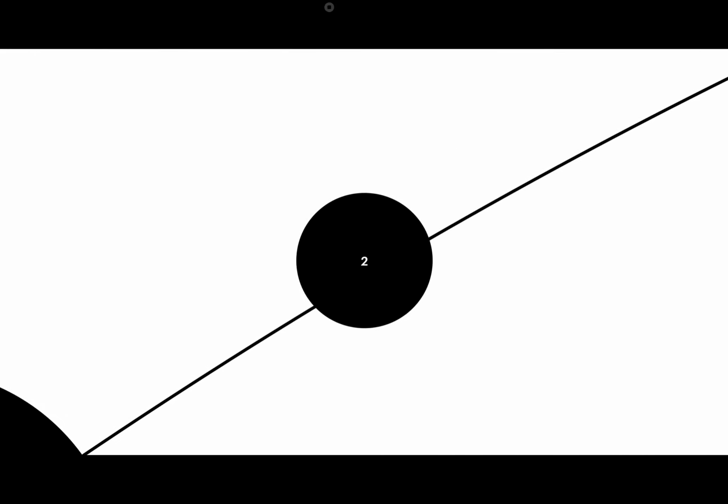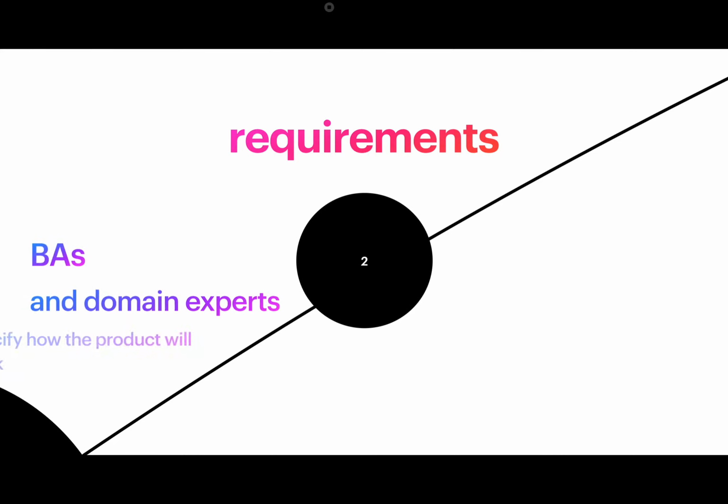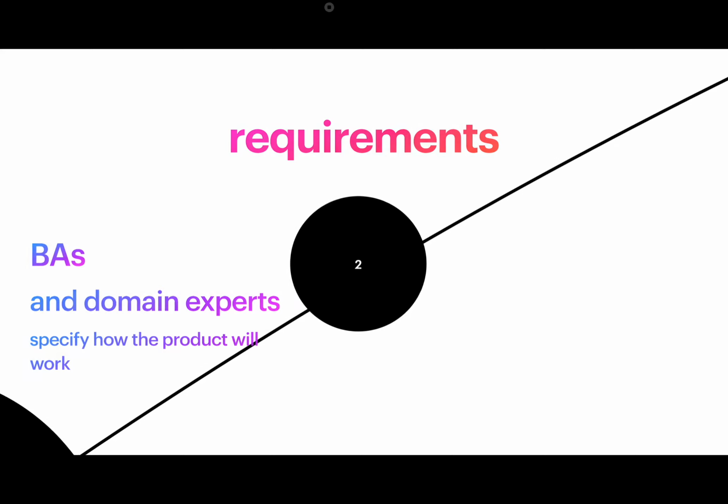Next, the idea needs a lot more definition. What exactly will it do, and what won't it do? This is the requirements stage. Here, business analysts and domain experts specify in a lot of detail exactly how the product will work.